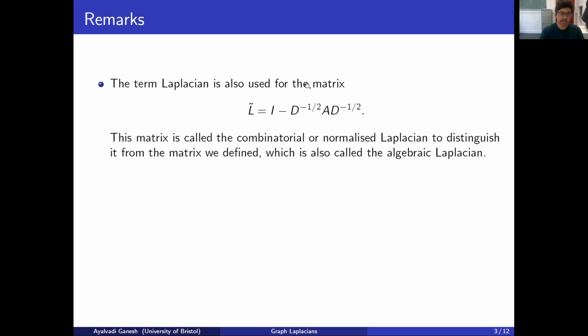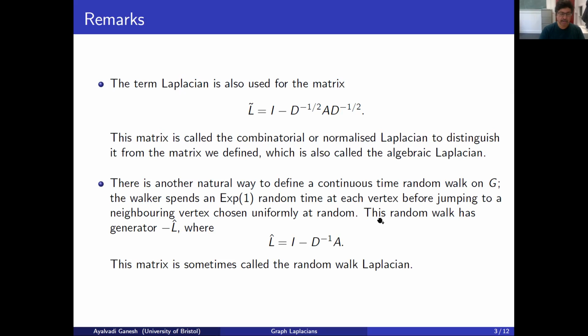Another matrix for which the term is used is a scaled version of our Laplacian. Instead of D minus A, we multiply on the left and the right by D to the minus half, and that gives us this rescaled matrix. This is called the combinatorial or normalized Laplacian, to distinguish it from what we defined, which is also called the algebraic Laplacian.